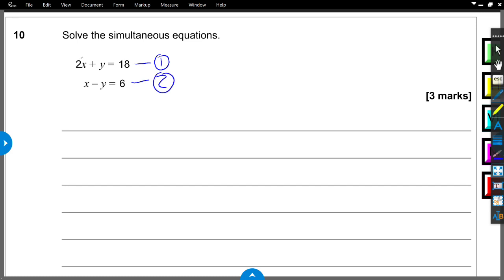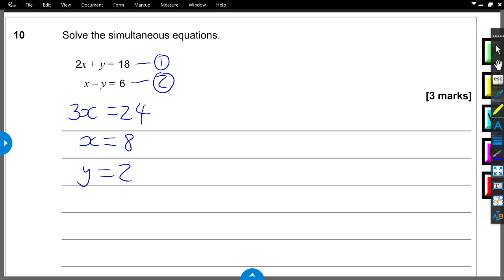And if you were to add both of these equations together, we have 2x add x, that gives us 3x. Then if we had y plus minus y, those cancel out. And we have 18 plus 6, that gives us 24. So 3x equals 24. Dividing by 3, we get that x is equal to 8. And then we can just look back at one of these equations up here, and we can just simply deduce what y is. So we have 2 times x, which is 8, 2 times 8 is 16, plus something equals 18, y must equal 2.